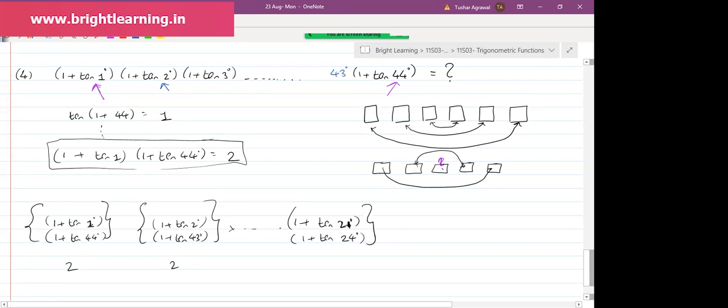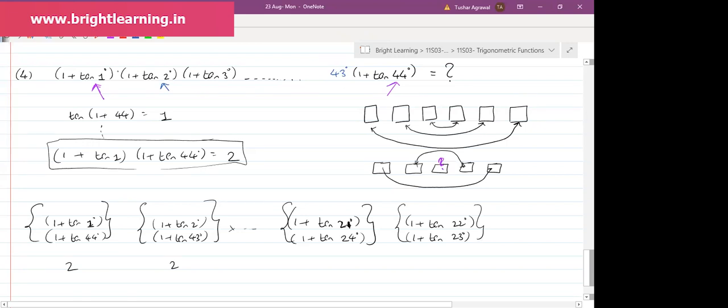So are you getting it? 21 degree will get paired up with 24 degree. If I move one step ahead, 1 plus tan 22 degree, and here one step behind, 1 plus tan 23 degree. Okay, the pairings are done properly. So all the numbers are getting paired up.